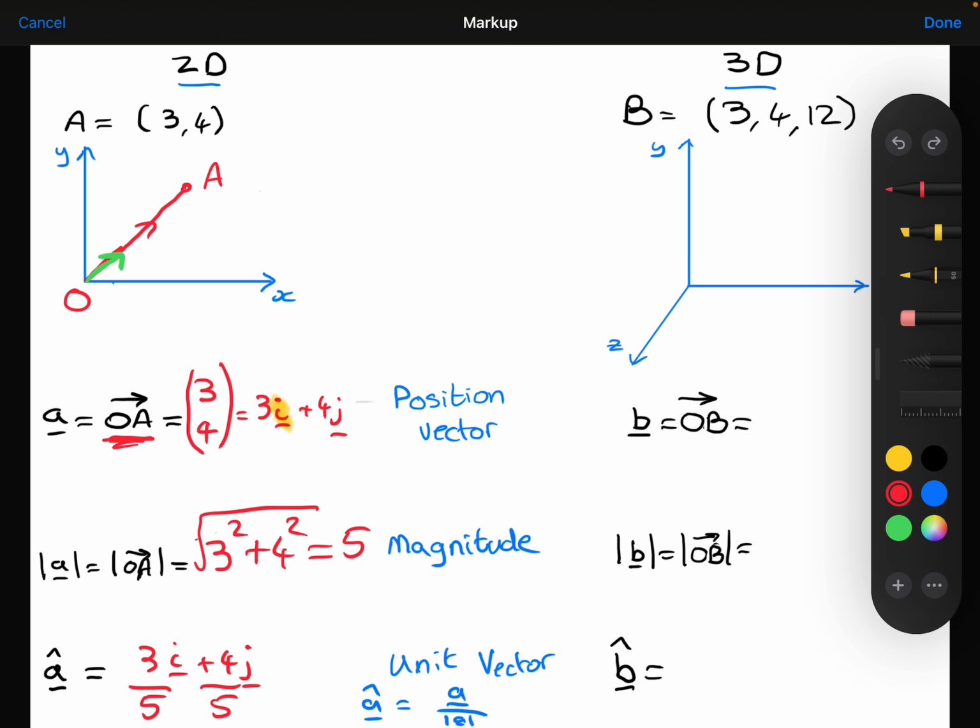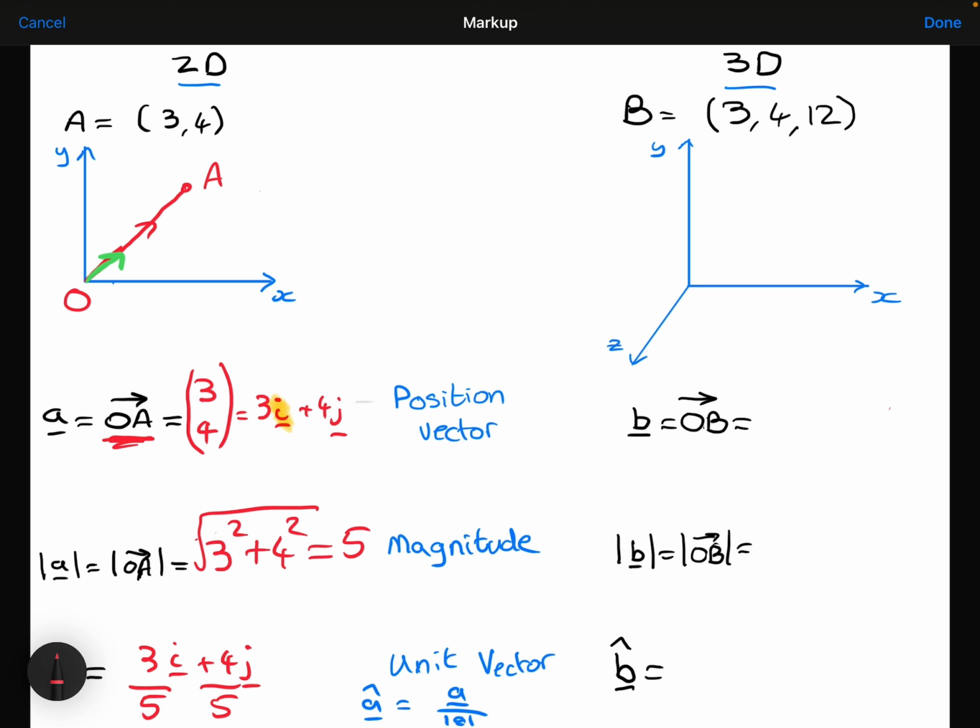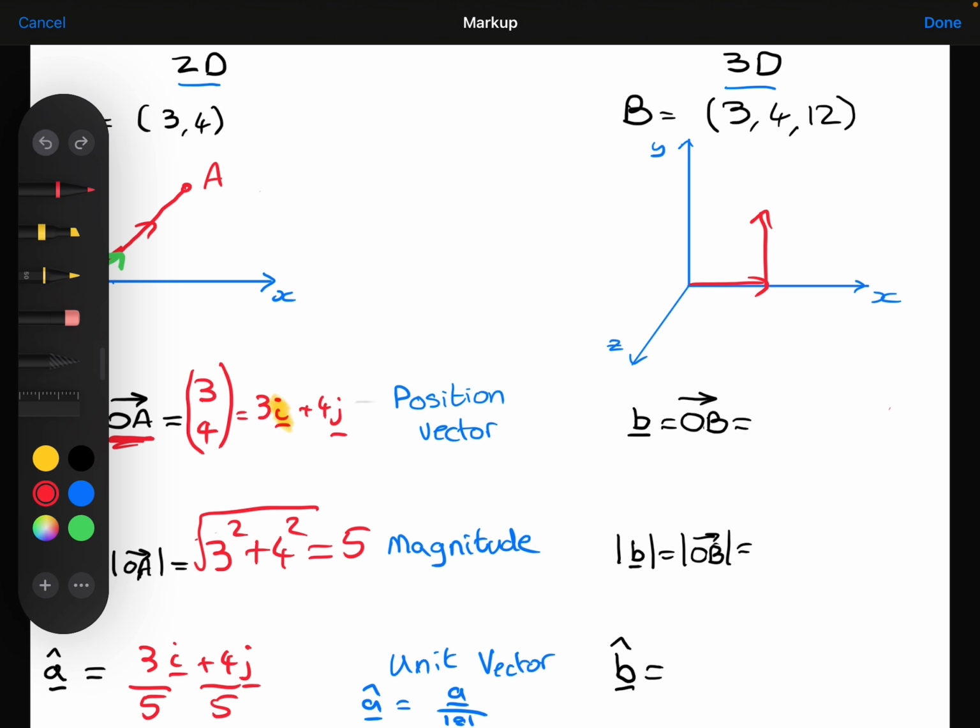Right, let's now see that that works exactly the same in 3 dimensions. So I've got the point B, which is the coordinate 3, 4, 12. So 3 in the x direction, 4 in the y direction, and then 12 in the z direction. It's coming out of the page, out of the screen right now towards you. It's obviously impossible for me to draw this accurately in 2 dimensions on the screen, so I'm just going to draw it roughly there.